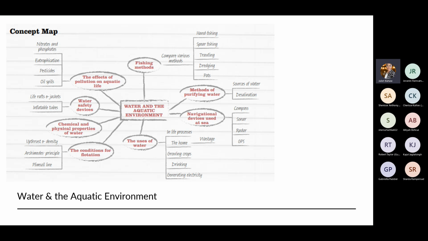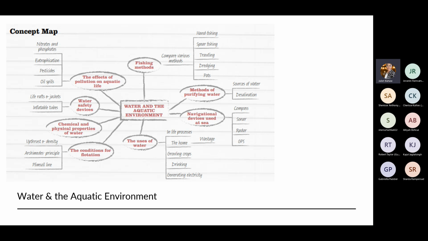Then lastly, the navigational devices used at sea. So you have the compass, you have sonar, you have radar, and then you have the GPS, right? That could prevent getting lost at sea. Also know if there's any threat coming towards the vessel.